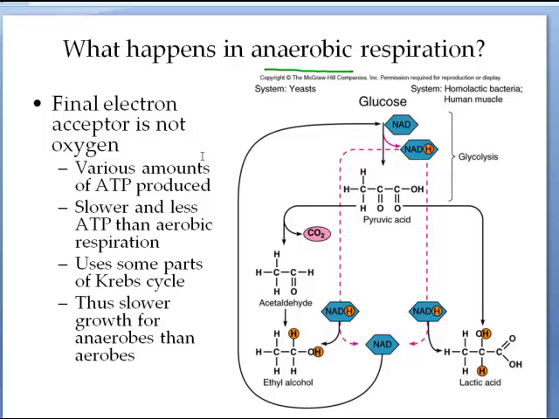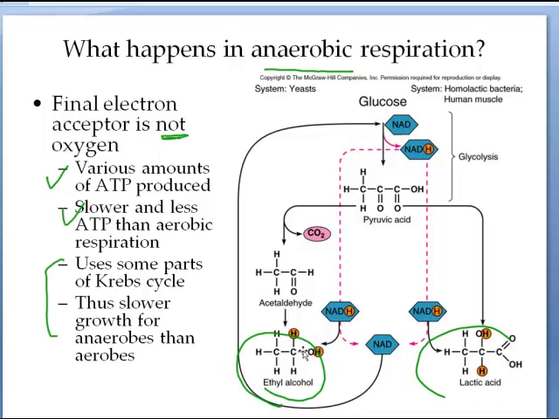Now, when the final electron acceptor is not oxygen, that is, in the absence of oxygen, various amounts of ATP are produced. Actually, it's much less, and it's a slower reaction. It uses some parts of the Krebs cycle, but very ineffectively. So here we can look in this diagram. Glucose is shown to break down into pyruvic acid. This pyruvic acid, instead of going to the Krebs cycle, will now form two other molecules. One is ethyl alcohol, and one is lactic acid.